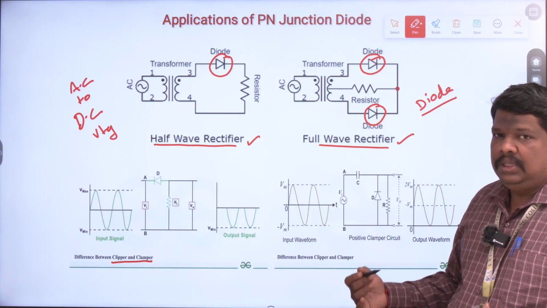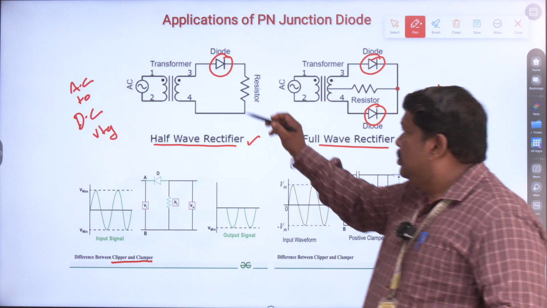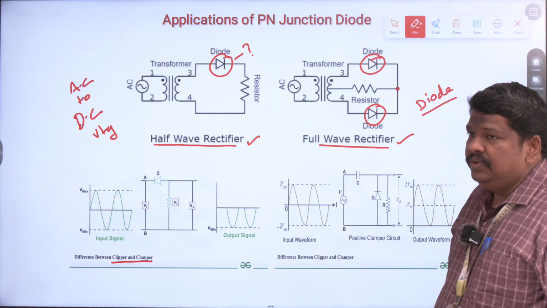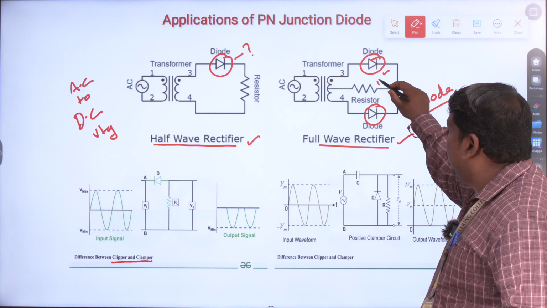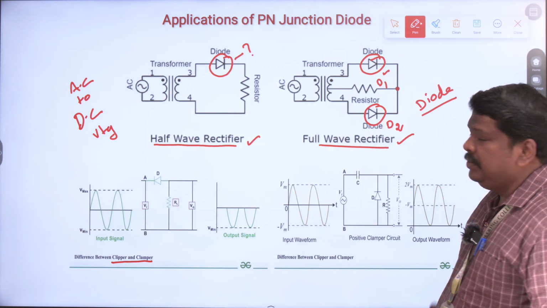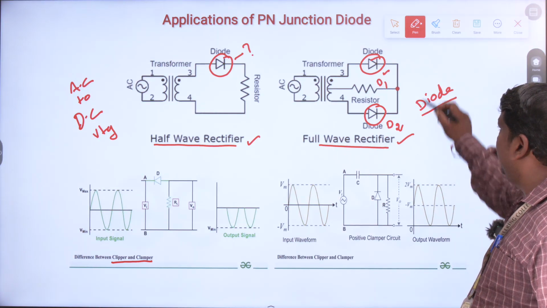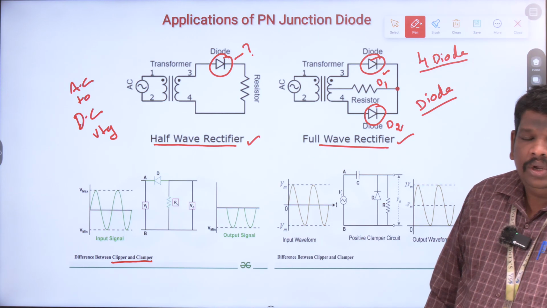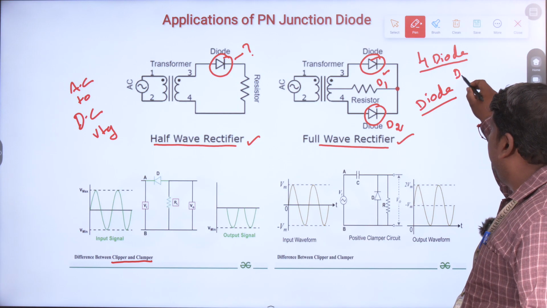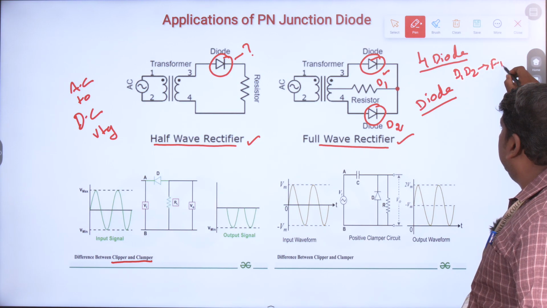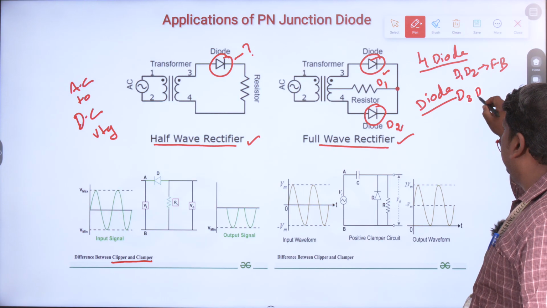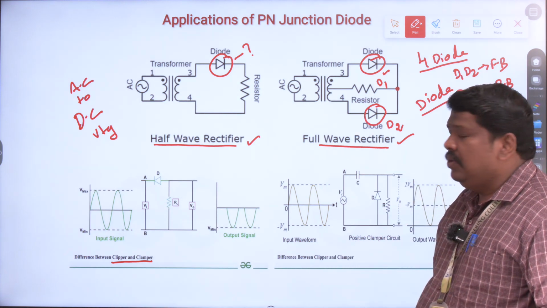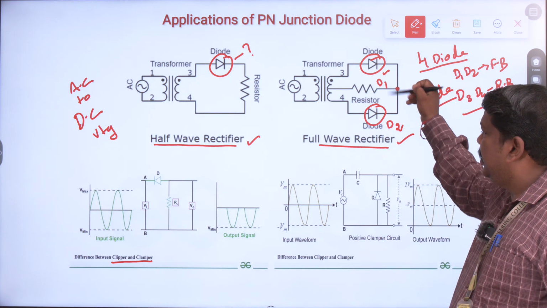The difference between these three types of rectifier is that only one diode is used for the half-wave rectifier. For the full-wave rectifier we use two diodes, D1 and D2. Whereas in the bridge rectifier we use four diodes. In that, diodes D1 and D2 will be in forward bias conditions, and diodes D3 and D4 will be in reverse bias conditions.